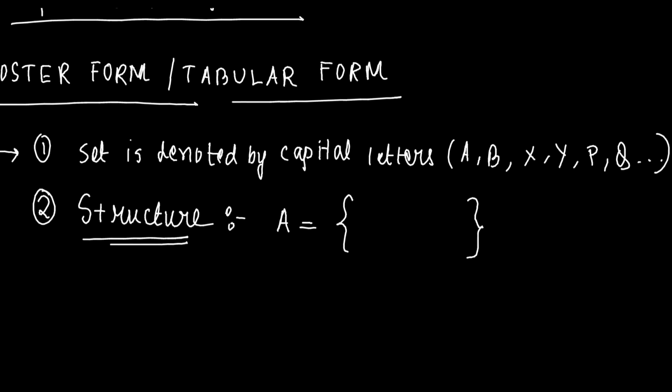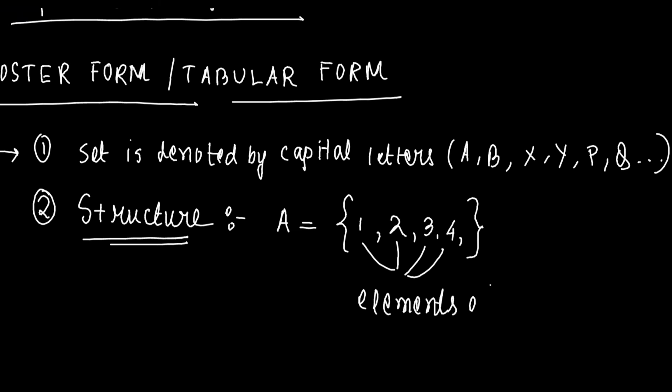We put a second bracket, and then we write the elements that are included in the set by putting commas between them, like this. Suppose here 1, 2, 3, 4. This is the roster form. These are called the elements of the set. These 1, 2, 3, 4 are called elements of the set A.